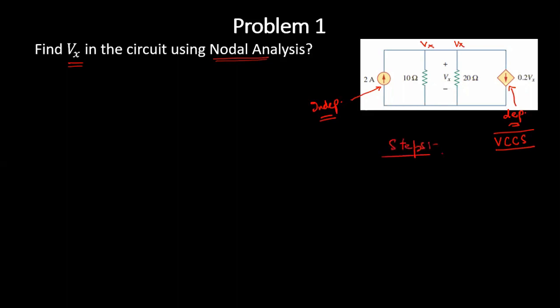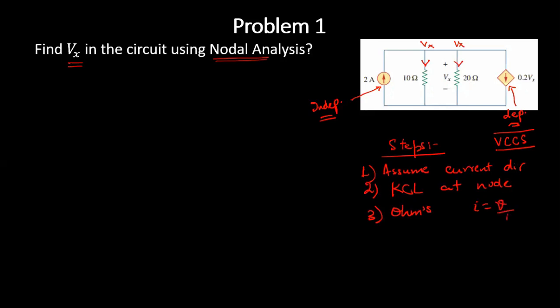Just to recall, what are the steps? The first step is we will assume current directions. If we see this current direction and this current direction, they are already given. But for these two resistors, I don't know the current direction, so you can assume anything. Then the second step is we have to apply KCL at a node. The third step is we'll use Ohm's law and convert that current into V by R form. And finally, we'll solve our equation. So let us use all these steps here.